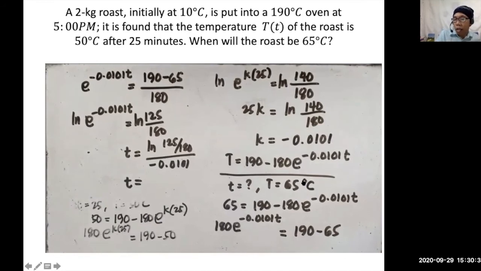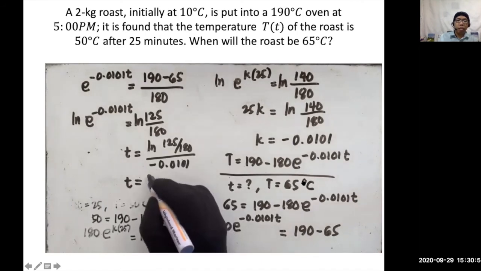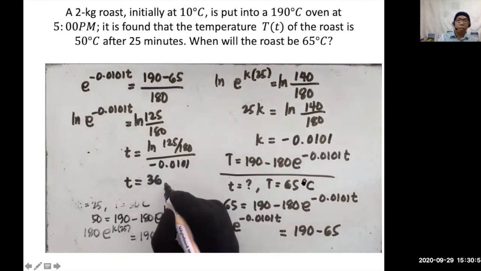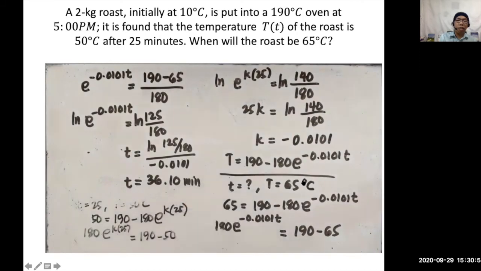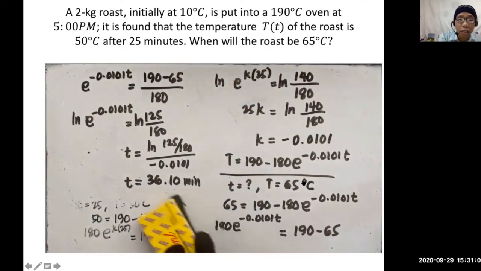Okay? Using your calculator, the value of the time at which the roast will become 65 degrees Celsius is, okay, calculate, 36.10 minutes. Okay, tandaan niyo ha, yung unit is in minutes.